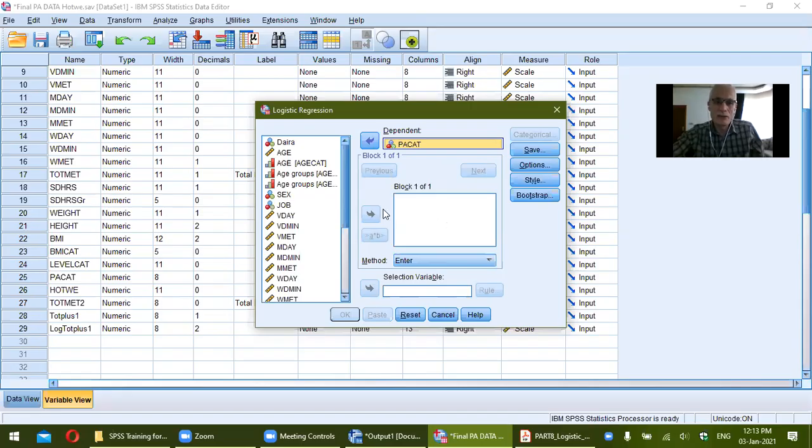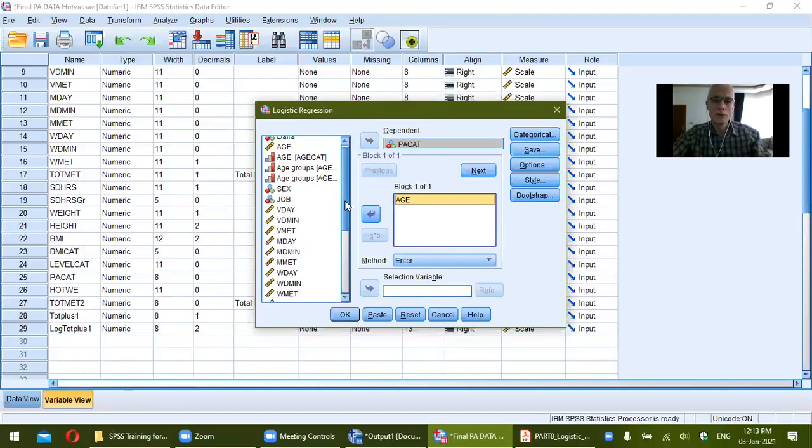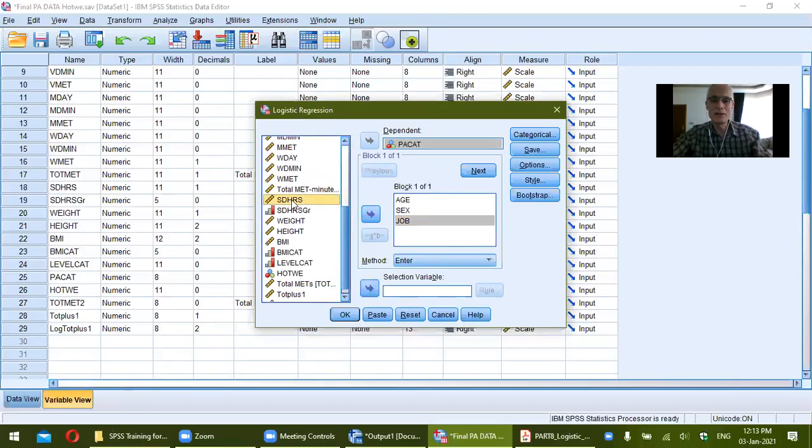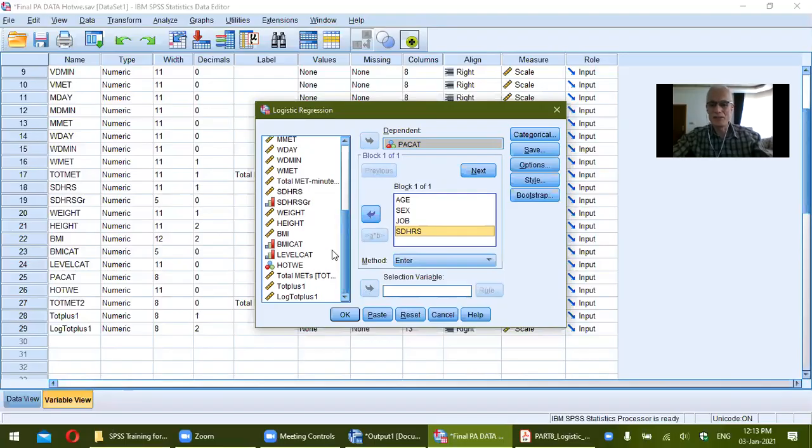Now here, of course, we can enter age as categories or as a continuous variable. I will, for example, enter sex, and also the job. I know sitting time certainly affects the result. Body mass index I haven't found useful, but we can enter it, and it will not be significant.